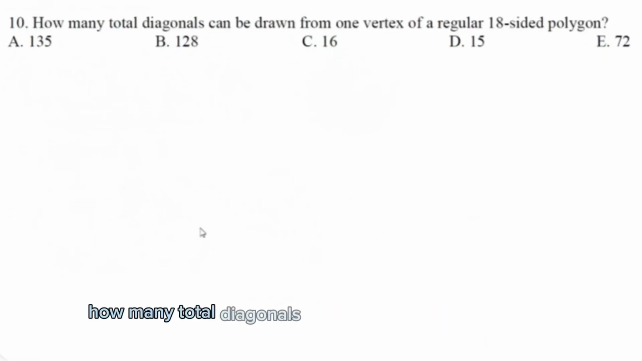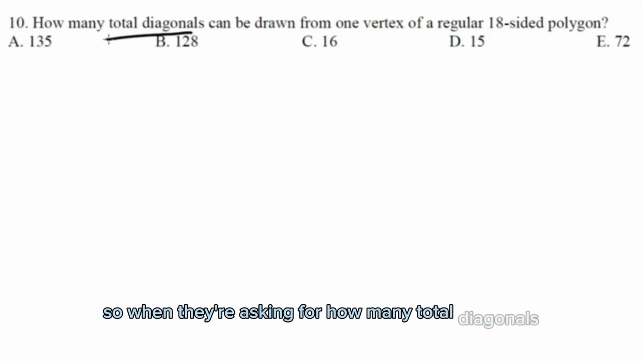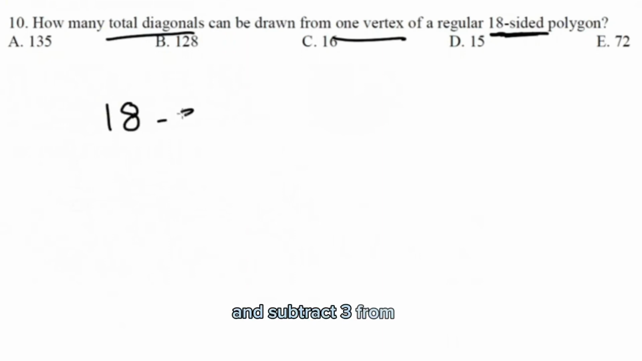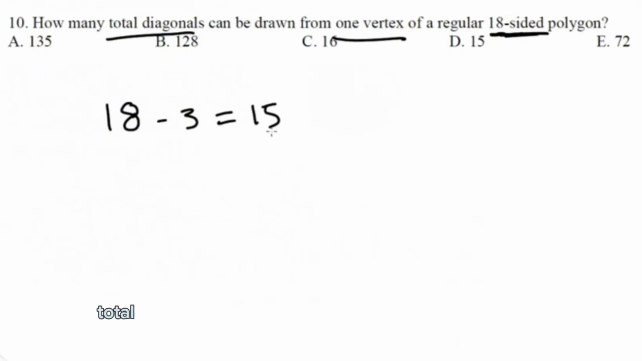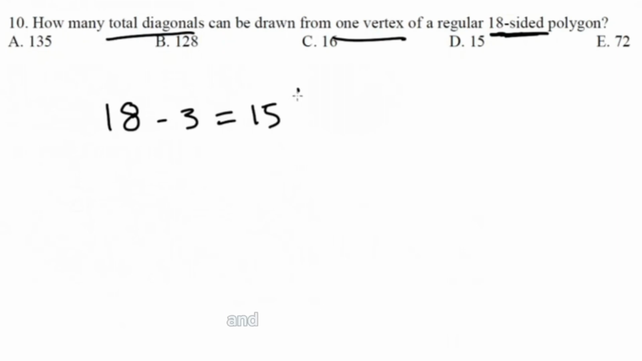Alright, next, number 10. How many total diagonals can be drawn from one vertex of a regular 18-sided polygon? Alright, when they're asking for how many total diagonals can be drawn from one vertex of a however many sided polygon, it's actually a very simple problem. All you have to do is take the amount of sides, in this case 18, and subtract 3 from it, and that equals 15. So that's the amount of total diagonals that can be drawn from one vertex of a regular 18-sided polygon, and that's your answer.